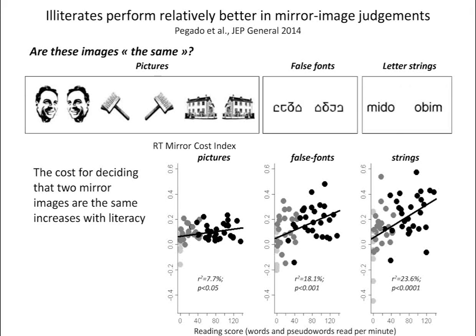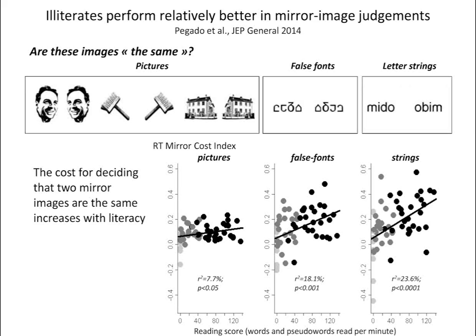Direct evidence for that was obtained recently with Felipe Pegado, using the very same subjects, literate, ex-illiterate, and illiterates, that we used in our fMRI study. But here it's a behavioral study. We showed them pairs of images, and we asked them, are they the same or not? They were supposed to say same to these pairs that are mirror images, or to these pairs, but they were also supposed to say same to these mirror pairs. And you immediately understand that saying same in these circumstances is not easy for a literate person. And that's exactly what we found.